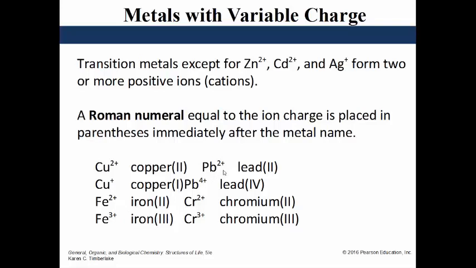Lead can be a +2 or +4. So lead, Roman numeral 2, and then lead, Roman numeral 4. And the last pair of examples, chromium can be 2 or 3 positive. So chromium 2, chromium 3. Now knowing how to use these correctly will help you determine how to write a formula correctly. Because if you don't know what the correct charge is for these transition metals, you won't be able to name or write a correct formula.